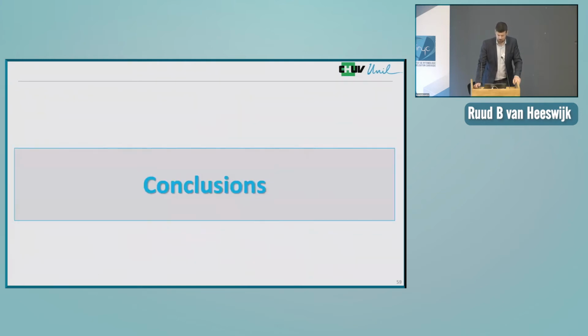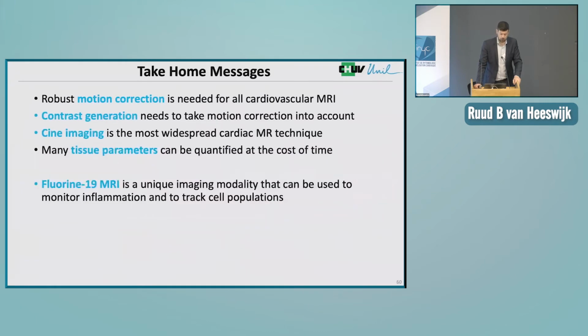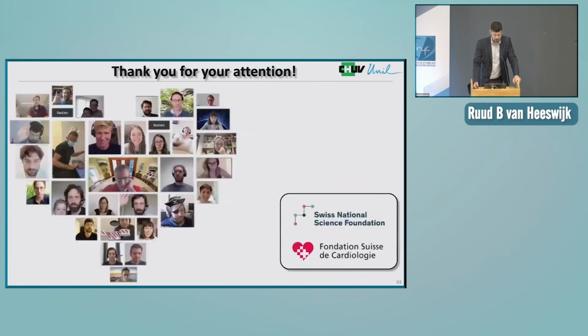So in conclusion, everything together, we saw the first 4 things earlier up. Remember, you can't do cardiac MR without good motion correction, and all the other things are dependent on this. But I'd like to add from this last part that fluorine MRI is a unique imaging modality that can be used to monitor inflammation and to track cell populations. Thank you very much for your attention.